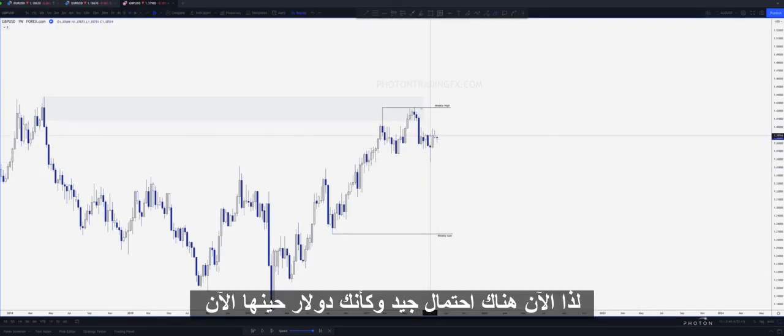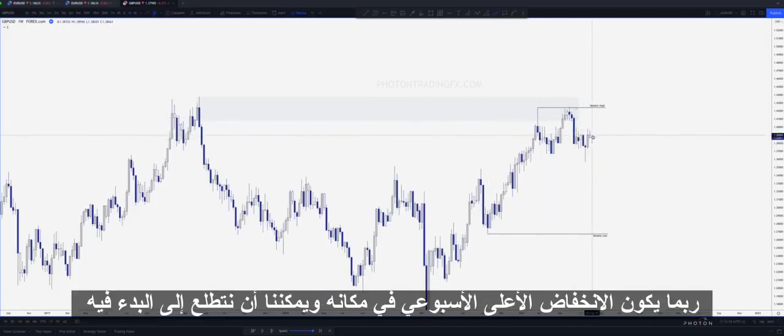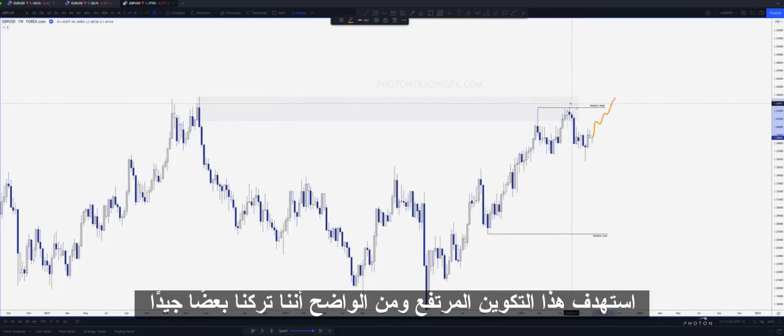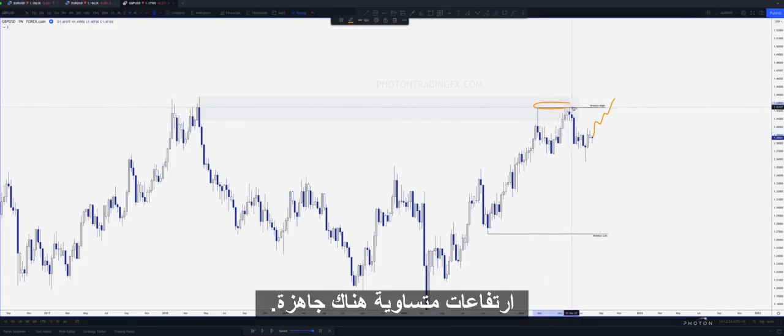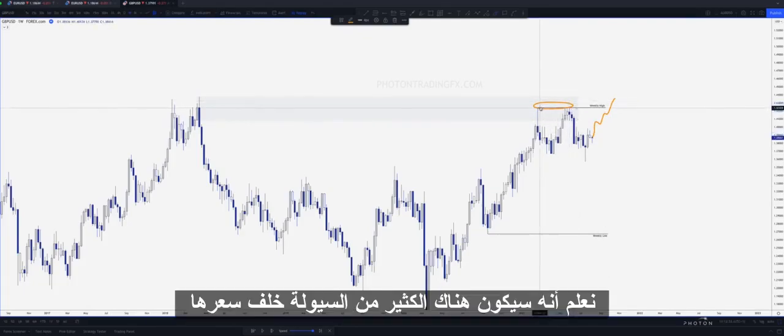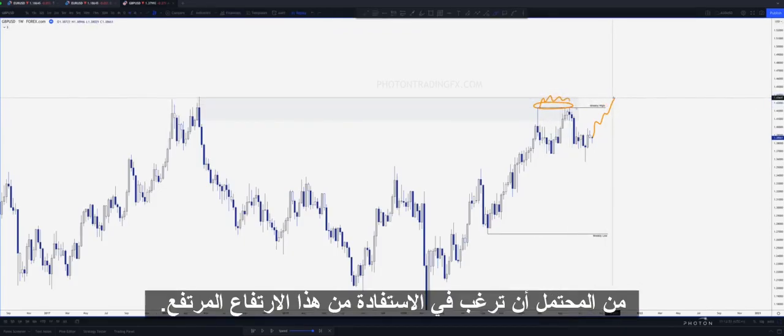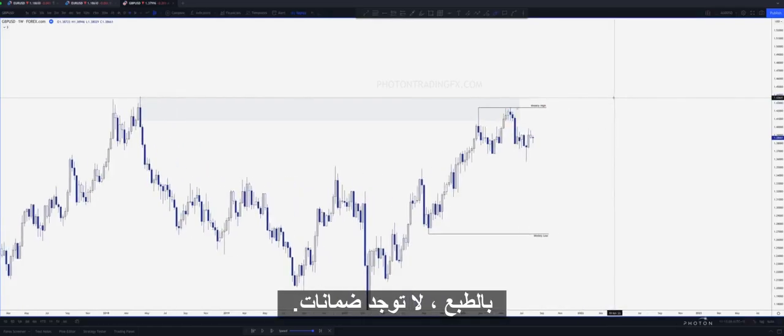So now there is a good possibility, just like Euro Dollar, that the weekly higher low may be in place and we can look to start to target that higher high forming. And obviously we left some pretty nice equal highs there, right? Relatively equal highs. We know there'll be tons of liquidity sitting behind there for price to potentially want to tap into for that higher high. Of course, there's no guarantees, right?